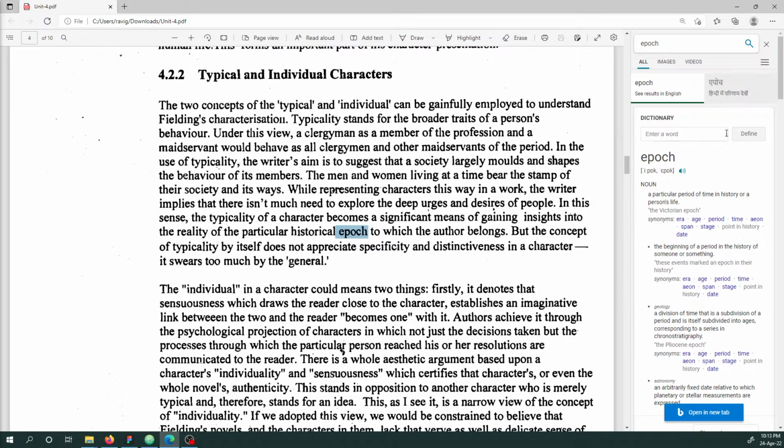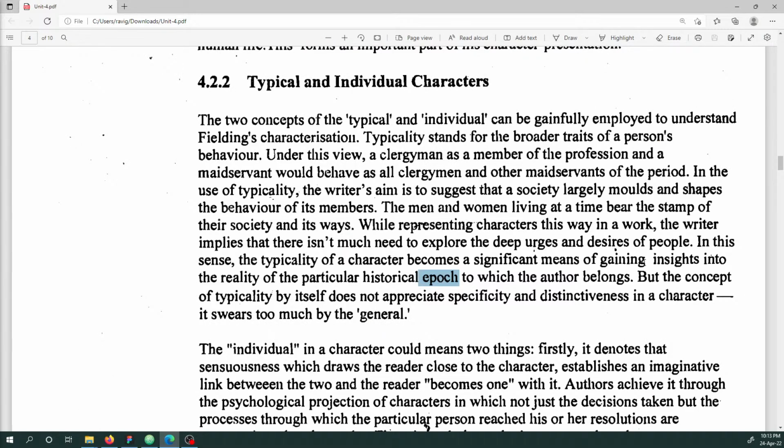I think I will have to search for this word. Epoch. Epoch. Okay, yeah, I was wrong. So I will read again from here.